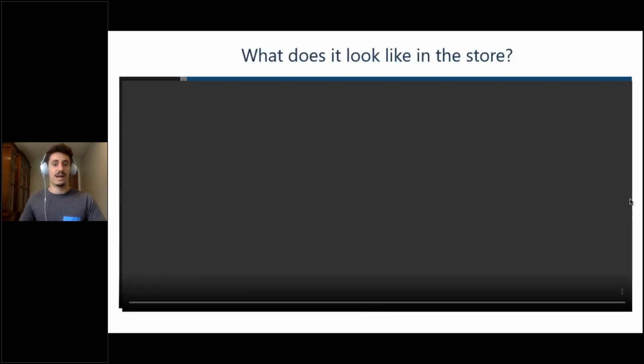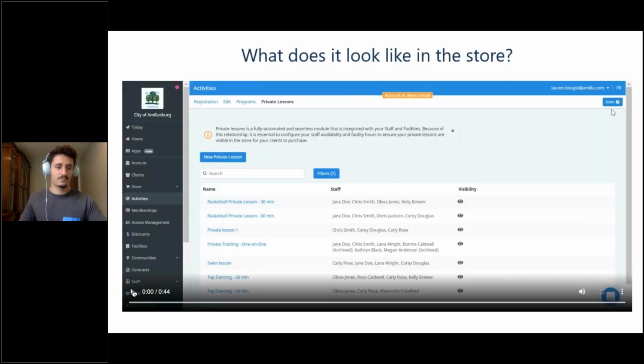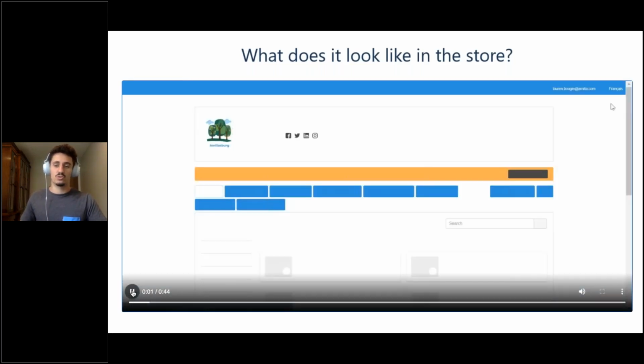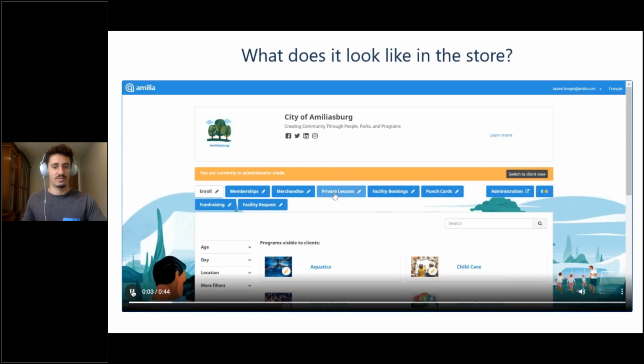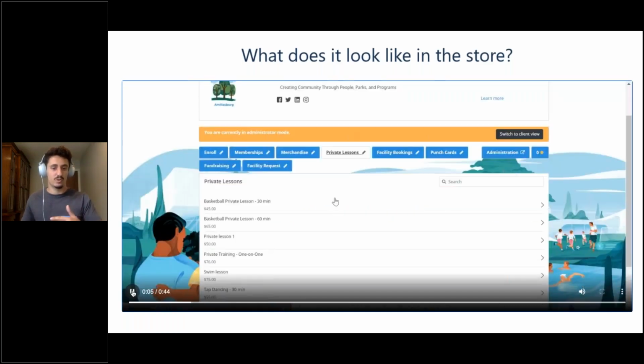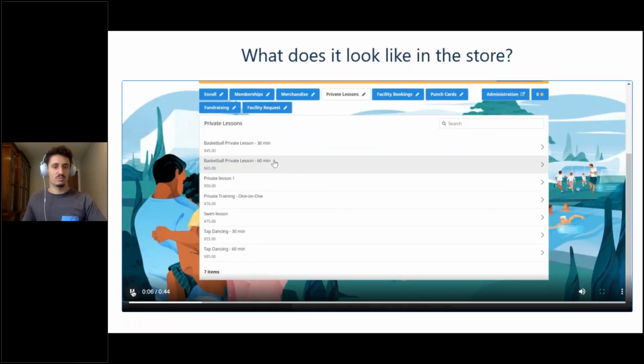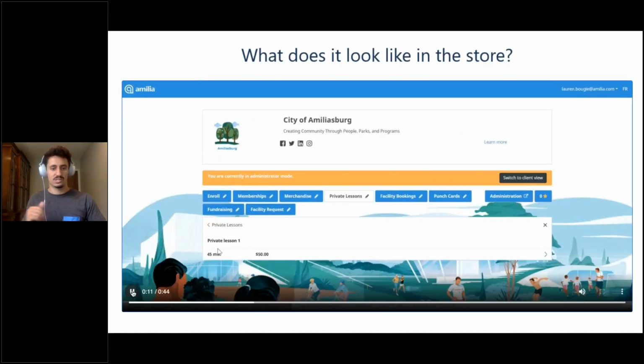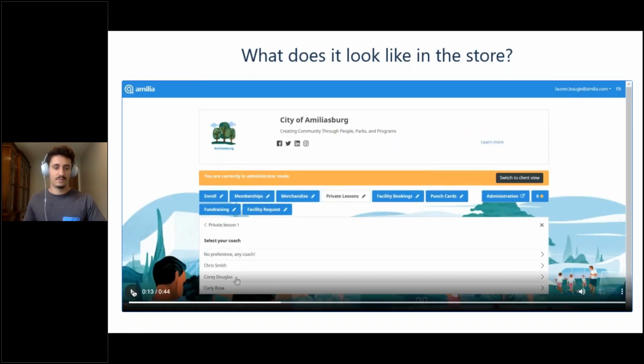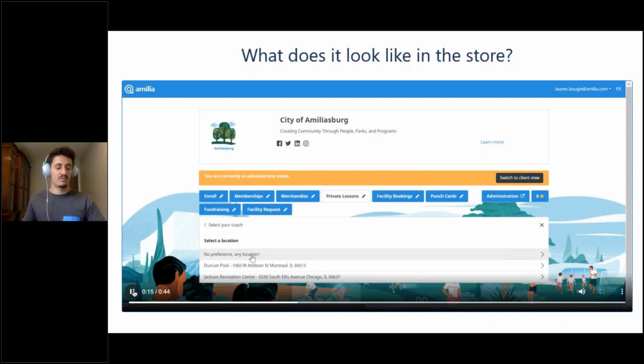Next, let's look at how it looks in the store. If we go to the store tab, then under private lessons, you will see all of your private lessons listed. We'll go into private lesson 1, this is the one we've created. You can select the 45-minute time slot. You will be asked if you have a preference in coach, or if you don't have a preference. Same thing for the facility.